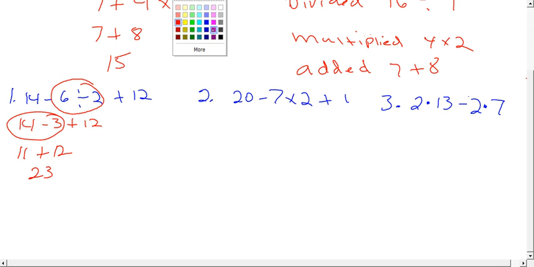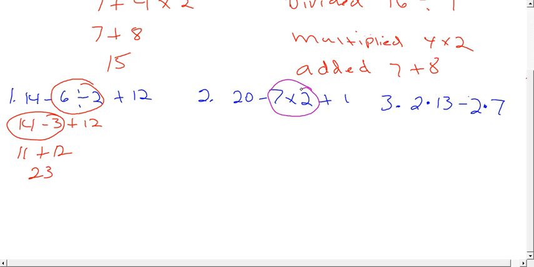All right, let's take a look at the second problem. So here I see embedded inside 7 times 2. So here I have 20 minus 7 times 2 is 14 plus 1. When I subtract, which is the next step, I will get 20 minus 14, which is 6 plus 1. And then of course I'm just going to add, and you should get 7.